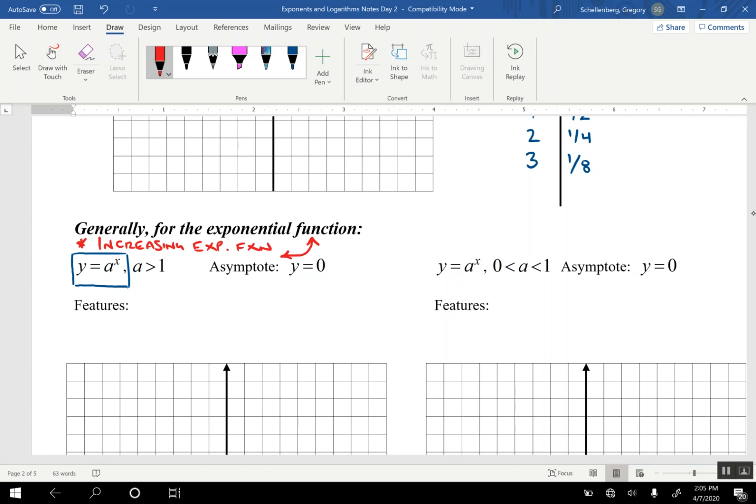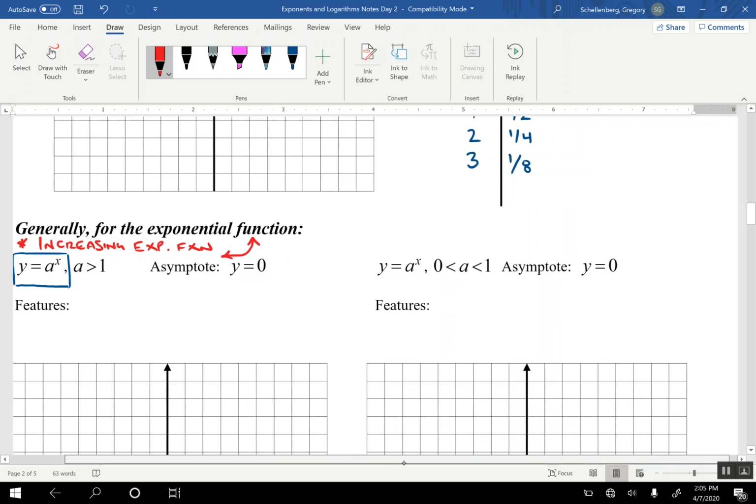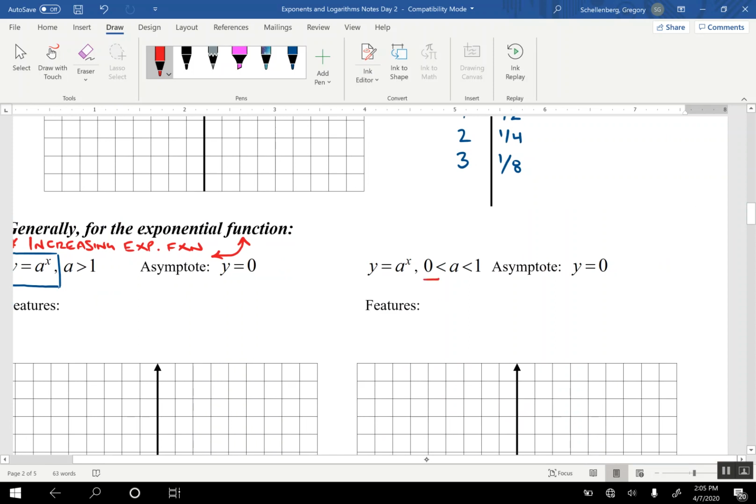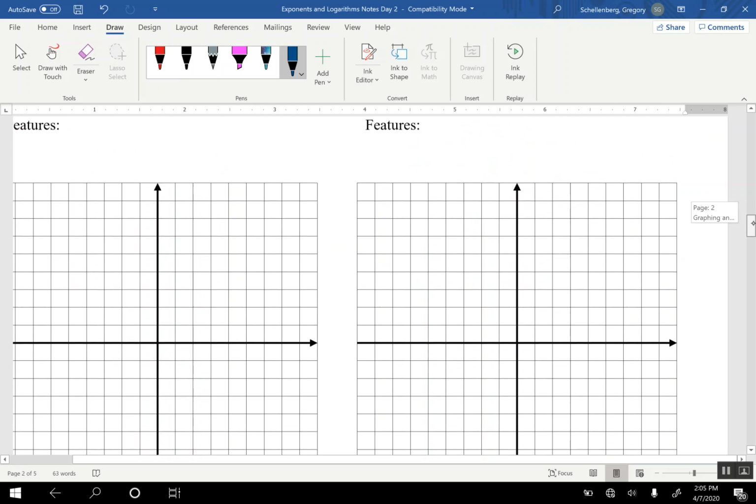Now, the example we just looked at, where we had a base of 1/2, so a exists between 0 and 1, 1/2 is an example of that. We call that a decreasing exponential function. So the shape of that looks something like this. As x gets bigger, y gets closer and closer and closer to 0.